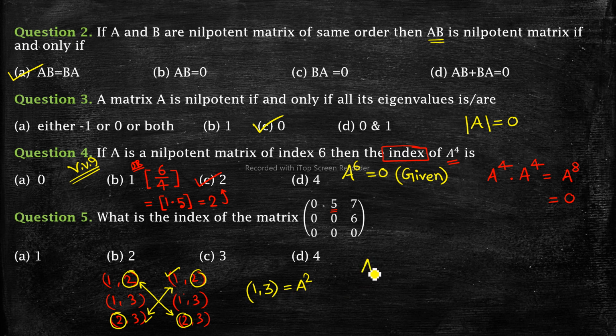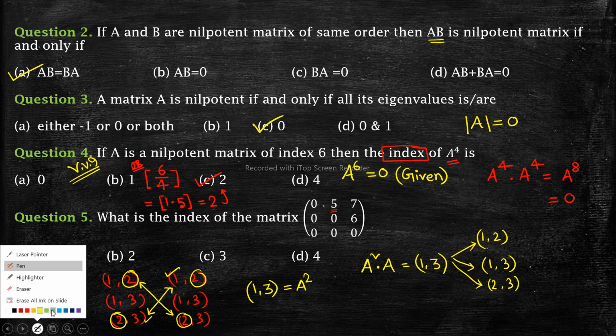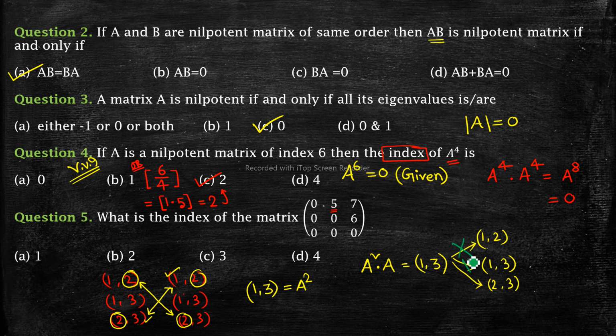Again we have to multiply A square into A, so we are looking for A cube. A square we already have, that is 1 comma 3. And for A, in the short way I am telling, we have 1 comma 2, 1 comma 3, and another one 2 comma 3. Is it possible to multiply this element with these? Just to check: no, it is not possible. You check nicely, you cannot multiply with this, this, or this. That means ultimately it will be a null matrix. So A to the power 3 equals null. From here you can easily identify that the index of this matrix will be 3.